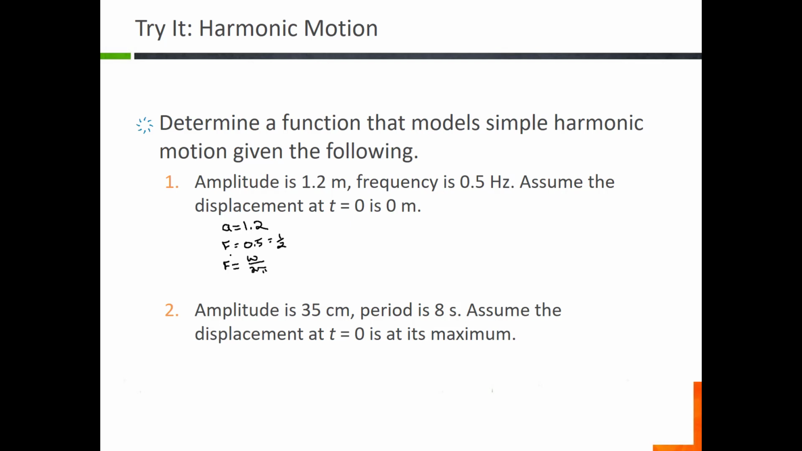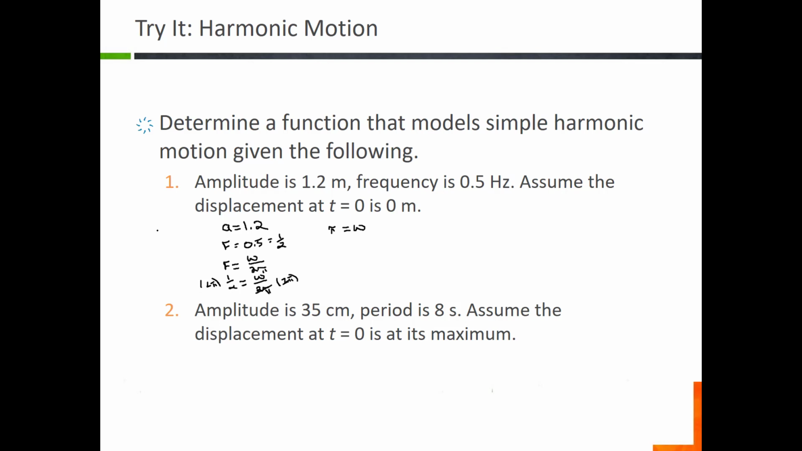So if we know the frequency is omega over 2 pi, and we also know the frequency is a half, we could set up an equation where 1/2 is equal to omega over 2 pi. And to solve that for omega, you just multiply both sides by 2 pi. And so on the right side they cancel, and we're left with omega equals just pi, because you're taking 2 pi times a half, so that's going to give you pi.